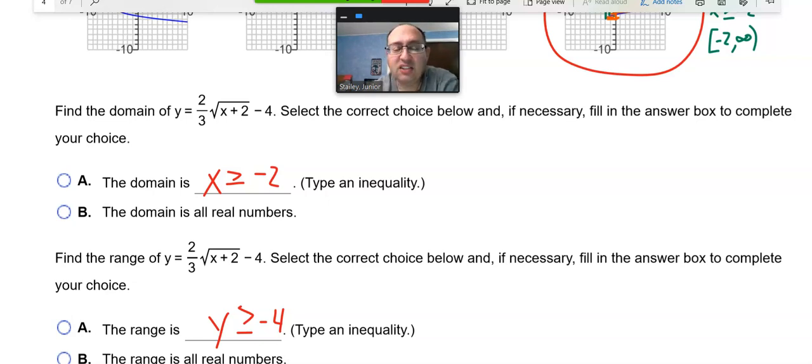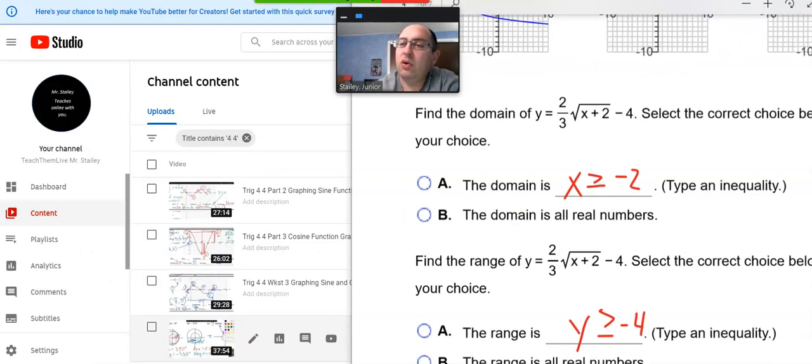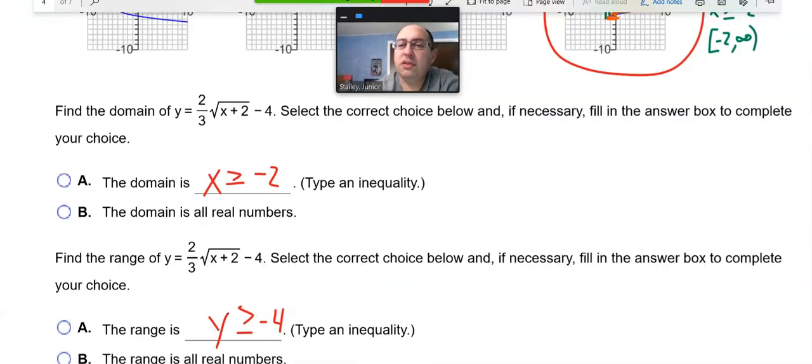Make sure x goes with domain, y goes with range. Why did I do that? I hit the wrong button. And what you'll really notice is that domain and range are in x, y, alphabetical order. So keep that in mind.